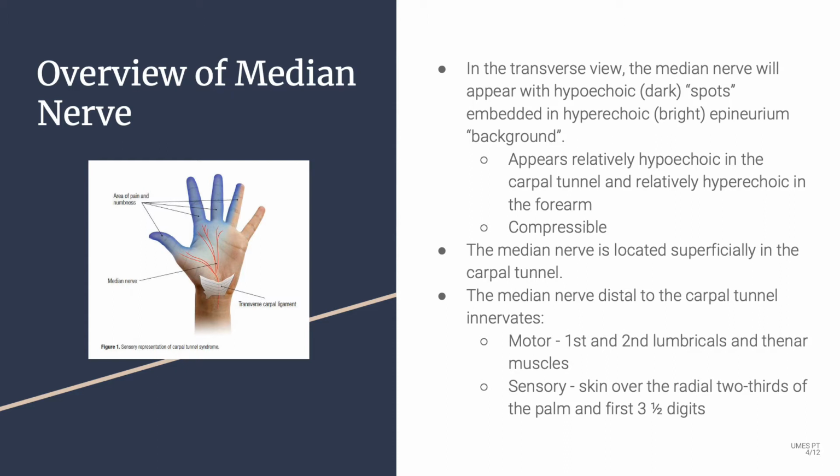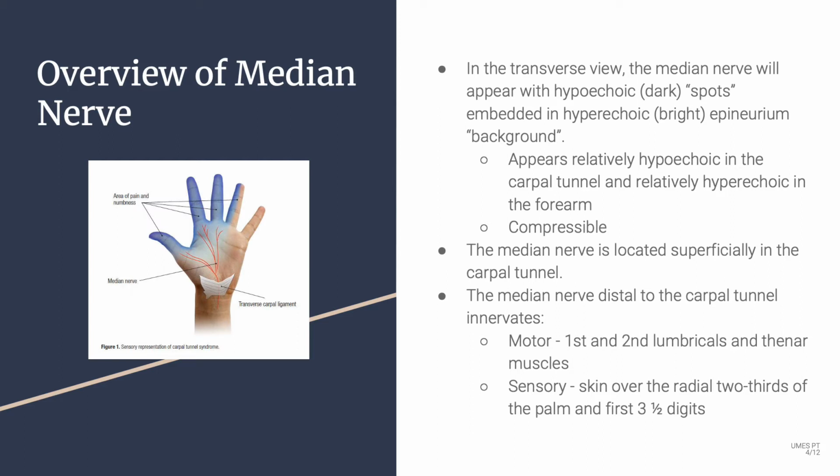In the transverse view, the median nerve will appear hypoechoic, which are dark spots, embedded in a hyperechoic, which is bright, epineurium background. It appears relatively hypoechoic in the carpal tunnel and relatively hyperechoic in the forearm. And the median nerve is compressible. It is located superficially in the carpal tunnel.